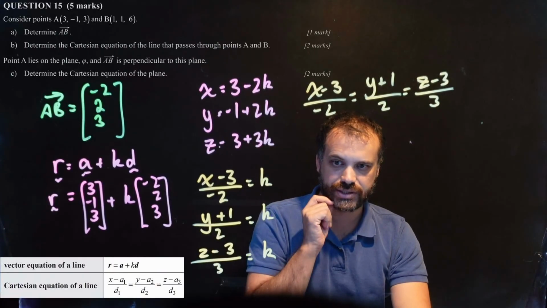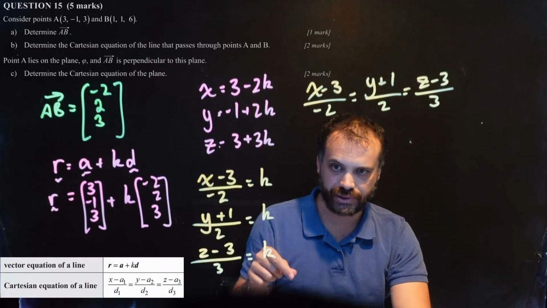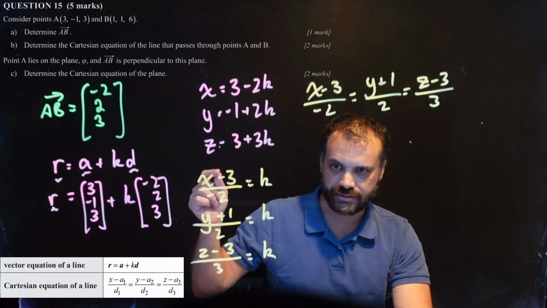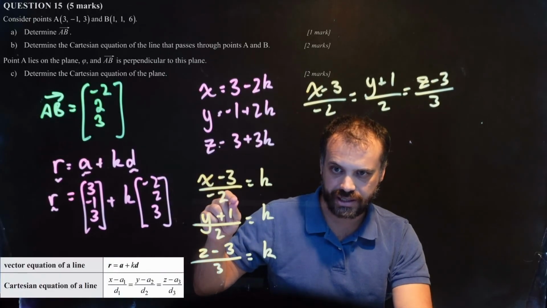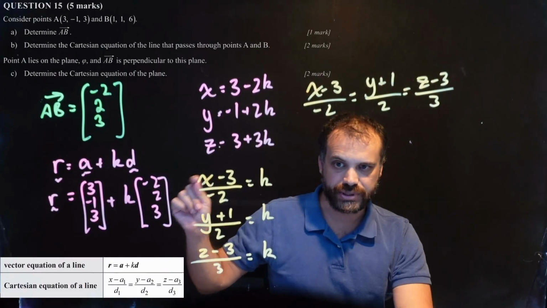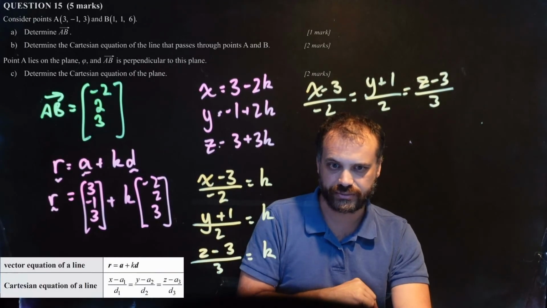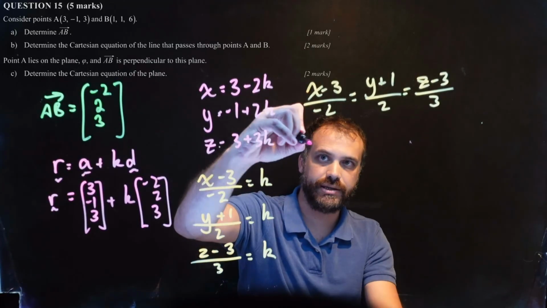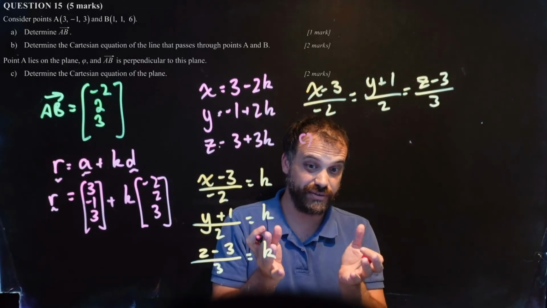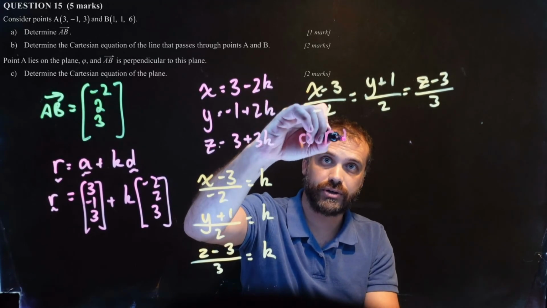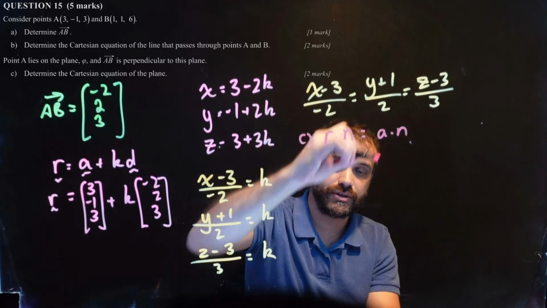Part C says determine the Cartesian equation of the plane if point A lies on the plane and AB is perpendicular to this plane. Okay, equation of the plane. We know how to do that. Let's just call this part C because it's not going to take very much work at all. R dot N equals A dot N.